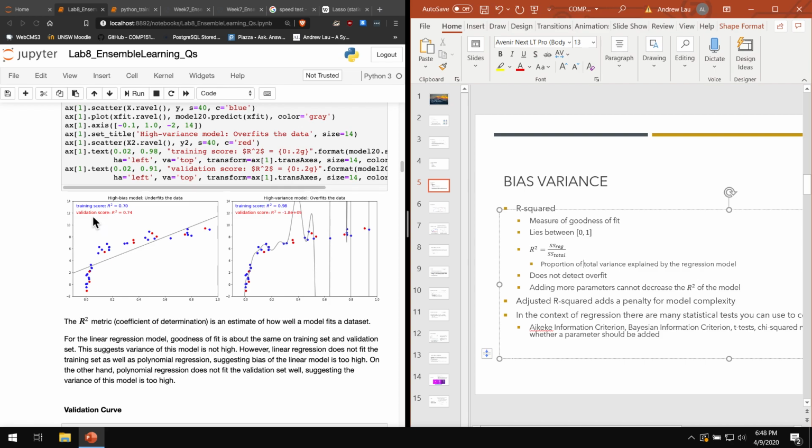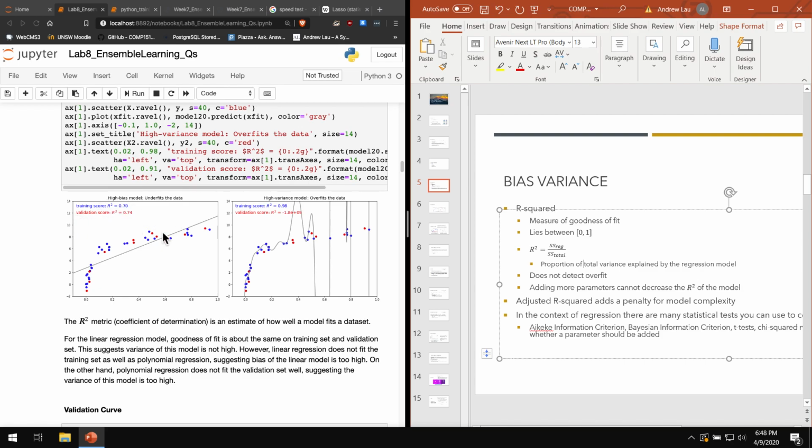Here you notice that your validation score is actually quite similar to your training score. In fact, the validation one is actually better than your training score. So the red dots here are your test data points, and the blue dots are the training data points.